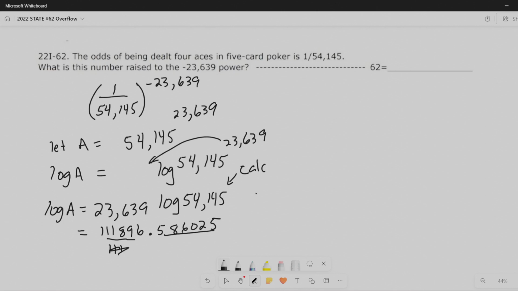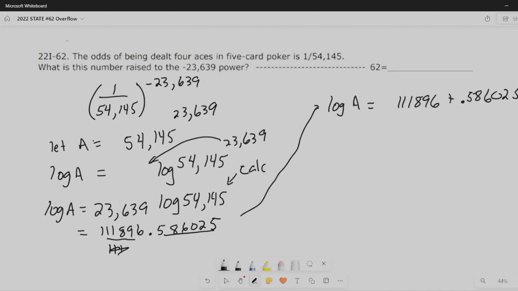So let me do that up here. You end up with log of A is equal to 111,896 plus, and the decimal part is 0.5866025. And this decimal part's already positive. Unlike the underflow, in the overflow you already have a positive decimal part, so we're completely cool to proceed.